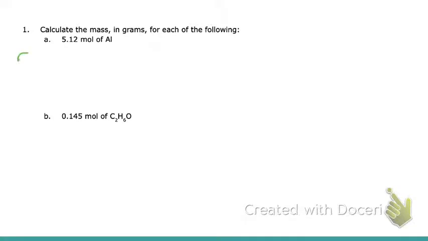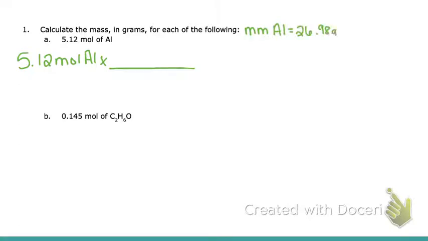So I'm going to go ahead and write out my given. So I have 5.12 moles of aluminum. The next thing before I can move on is that it wants grams. So that means I need to know the molar mass of that. So if I use my periodic table, and because this is an element, it goes pretty quick. So the molar mass for aluminum, once it's rounded, is 26.98 gram per mole.